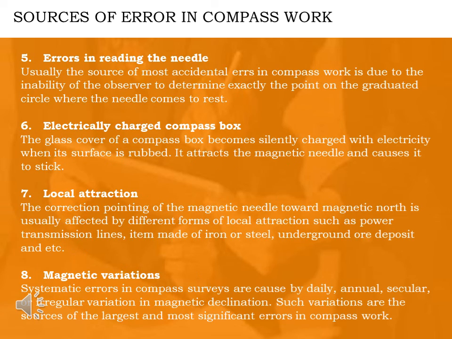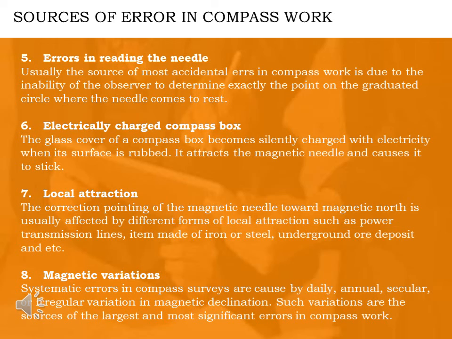Fifth, error in reading the needle. Usually, the source of most accidental error in compass work is due to the inability of the observers to determine exactly the point on the graduated circle where the needle comes to rest. Sixth, electrically charged compass box. The glass cover of a compass box becomes electrically charged when its surface is rubbed. It attracts the magnetic needle and causes it to stick.